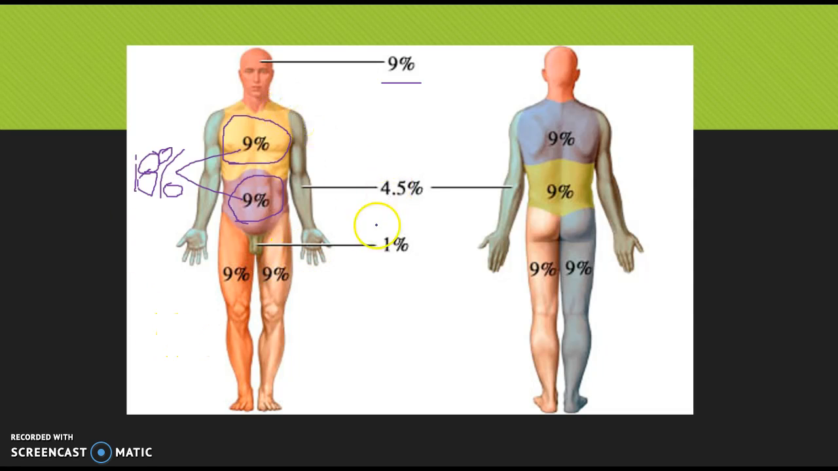So they take these areas and they consider this about 9% of your body. They consider this about 9% of your body. The head, the front is 4.5, the back is 4.5.